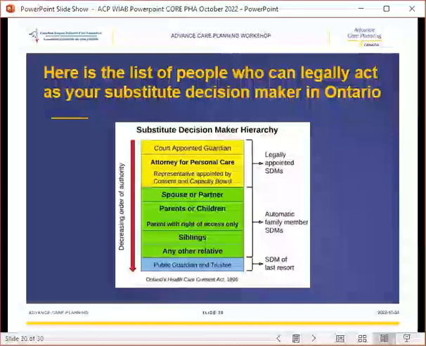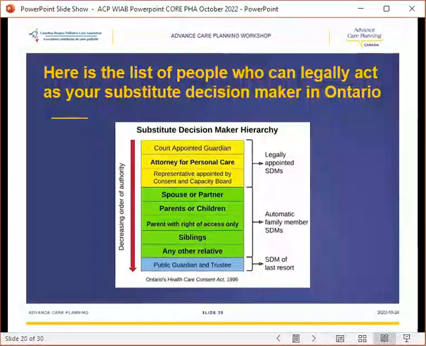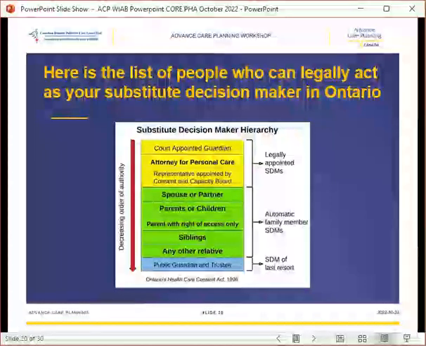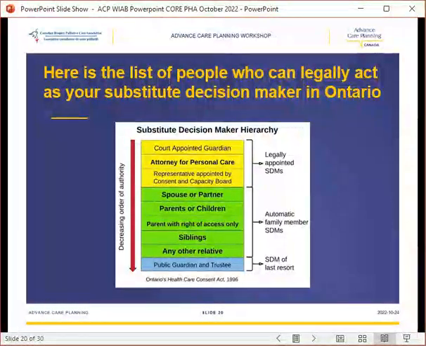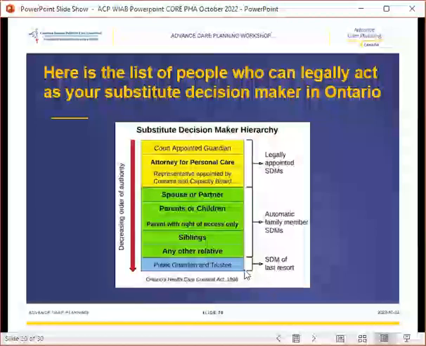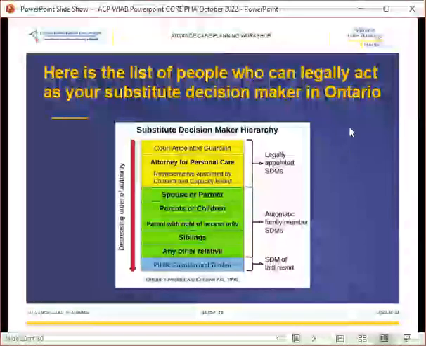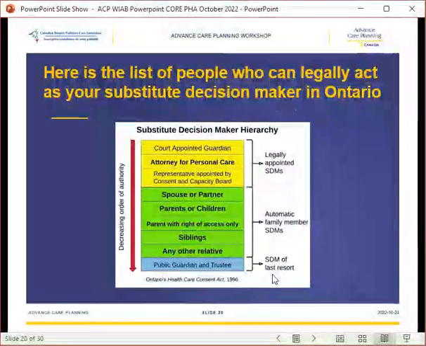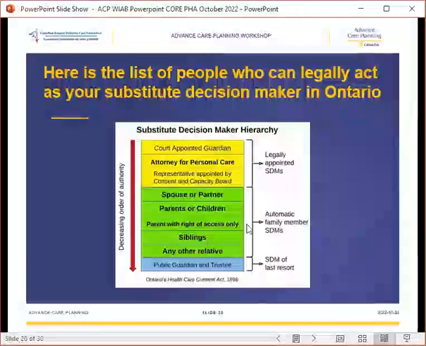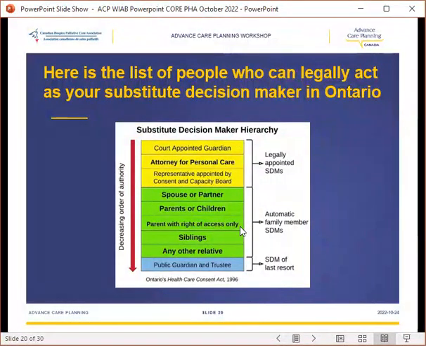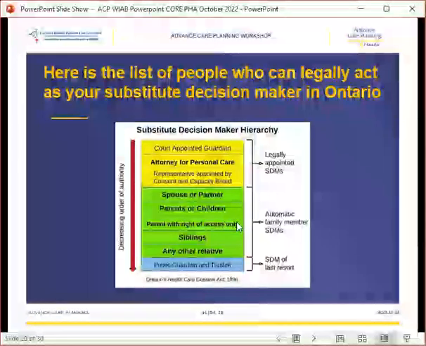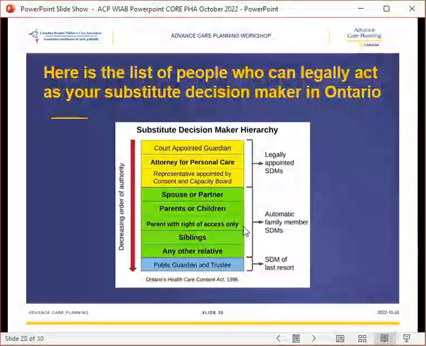Really, healthcare providers don't want to be making any of these decisions for you. They want to make sure that family members have that right to make those decisions on your behalf. And the Public Guardian and Trustee is really the last resort to make those decisions on your behalf. Now, this is also a hierarchy for children as well, who are not able to make decisions for themselves because of age or not being mentally capable. And so you see here the parent with right to access.